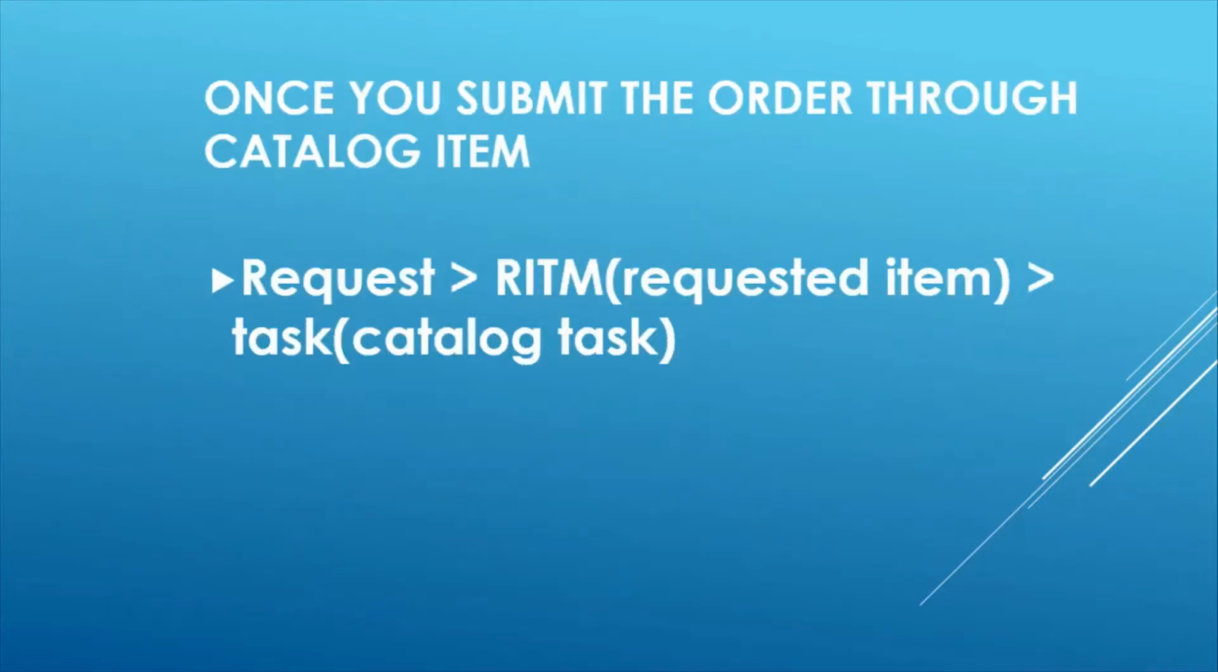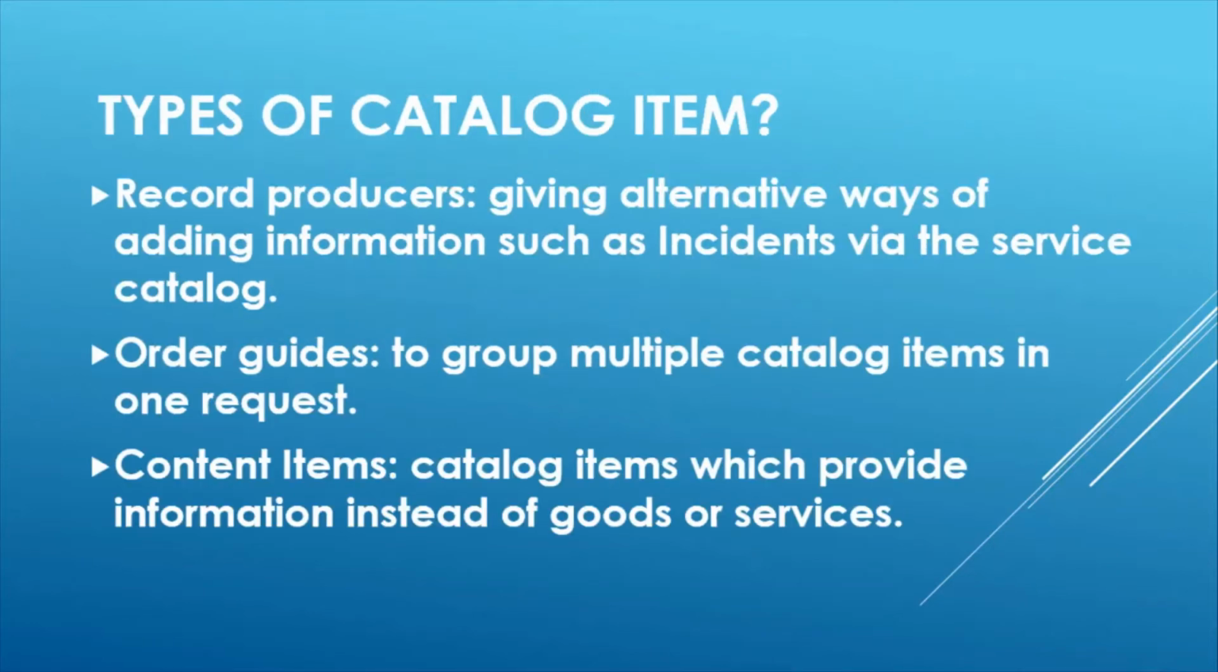So let's come to our next slide. Here I'm trying to explain that once we submit any request or order through the catalog item, one request gets created, and as part of that request multiple RITMs can be created, and for one RITM multiple tasks can be created. I have already explained this in the previous slide. So let's go to our next slide.